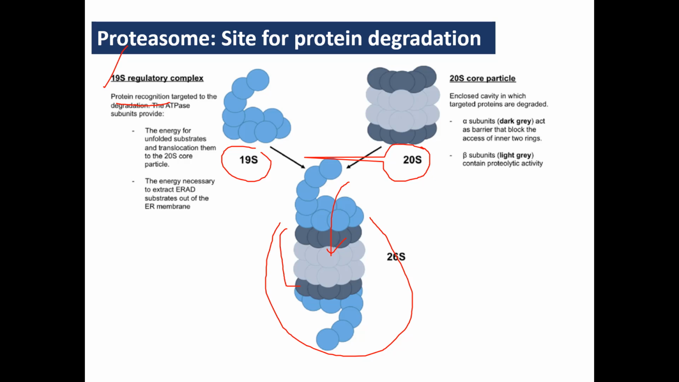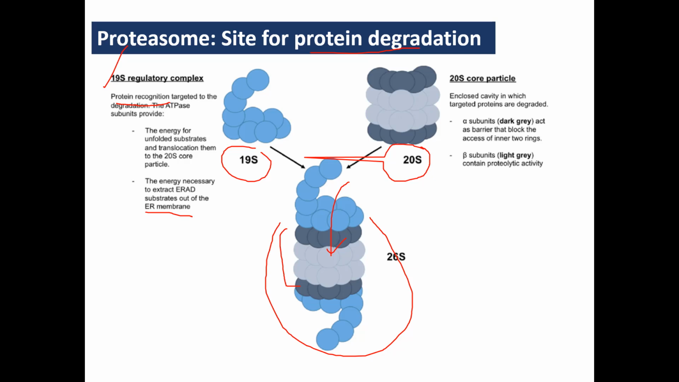ERAD is endoplasmic reticulum associated degradation. So the substrates which are tagged in the endoplasmic reticulum, some misfolded proteins, have to be extracted out of the ER membrane, and the 19S subunit, with its ATPase activity, is required to do that. We also have the 20S core particle in the proteasome, and it is the cavity in which the targeted proteins are degraded. Alpha subunits are dark and beta subunits are light. So the major function is protein degradation.